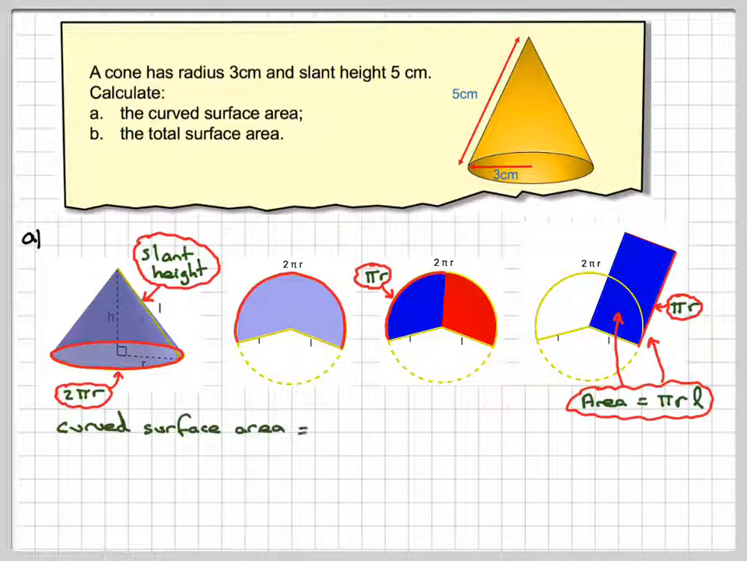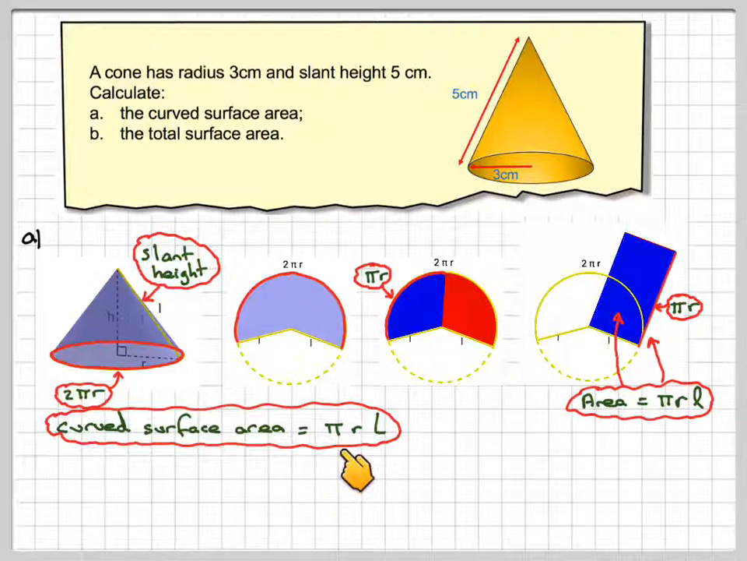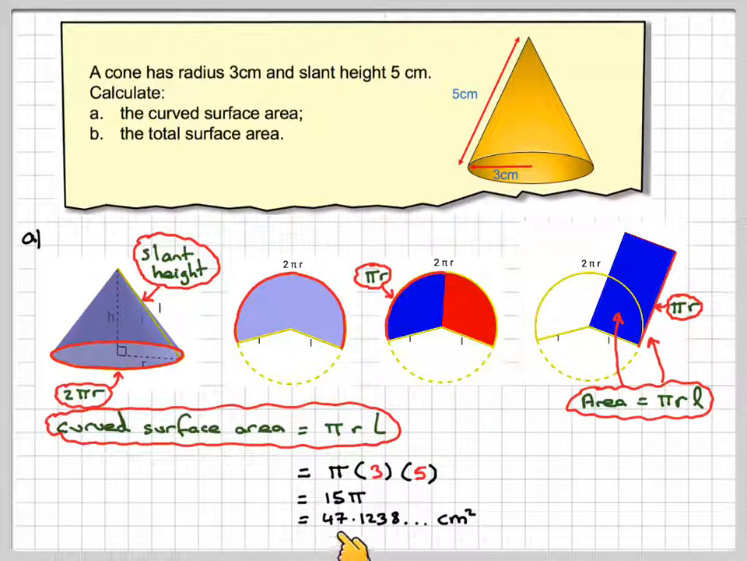So the curved surface area of a cone is pi r L, where L is the slant height. So taking that information, I'm going to have pi times my radius, which is 3, times my slant height, which is 5. So I'm going to get 3 times 5, which is 15. So I've got 15 pi, and 15 pi on my calculator is 47.1238. We round to 3 significant figures, so that 2 will make no effect on that 1. So we get a final answer for the curved surface area of 47.1 centimeters squared to 3 significant figures.